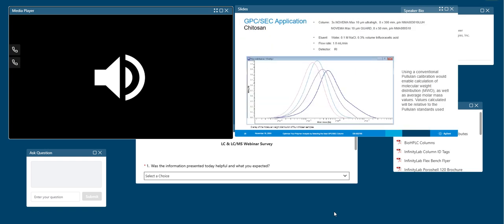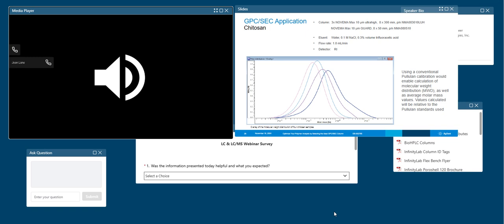Here we show an example of chitosan. Chitosan is a linear polysaccharide bearing amino groups. It's prepared by the conversion of chitin from the shells of crustaceans. Due to its amino group, chitosan is a polycation under acidic eluent conditions. The Novema Max columns are well suited for the SEC analysis of chitosan.